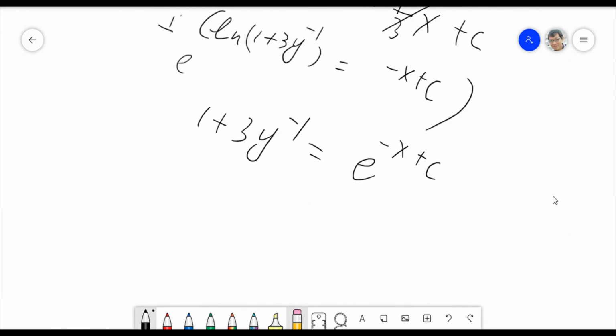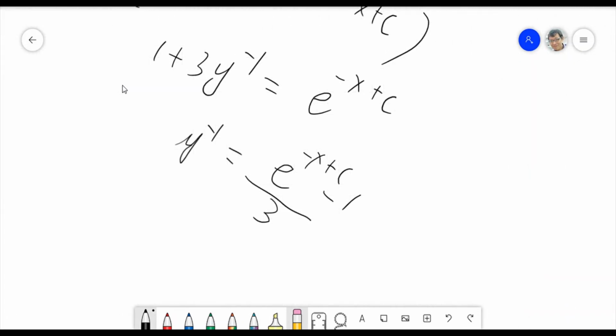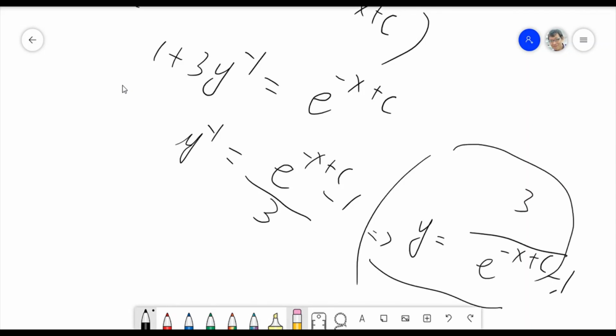So y to the negative 1 equals what? e to the negative x plus c, and then minus 1, divided by 3. So what is y? It just changes direction, so y equals 1 over the quantity e to the negative x plus c minus 1, over 3. So this has become a normal exponential equation. I will not resolve this further. It's not very hard.